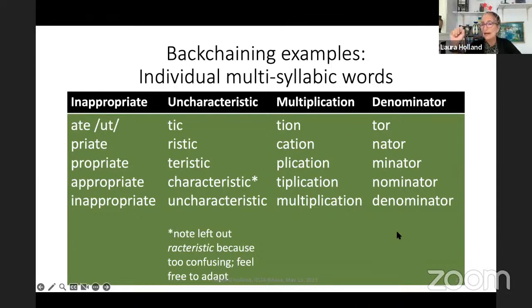I repeat, multiplication, multiplication, multiplication. Okay. Shun. Repeat after me. Shun. Shun. Cation. Cation. Plication. Plication. Tiplication. Tiplication. Nice. Multiplication. Multiplication. Excellent, excellent, excellent. Okay, very good.